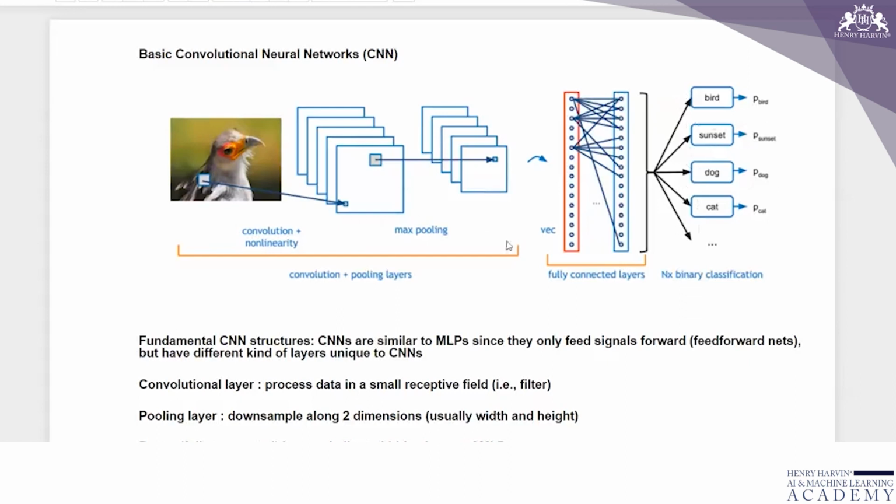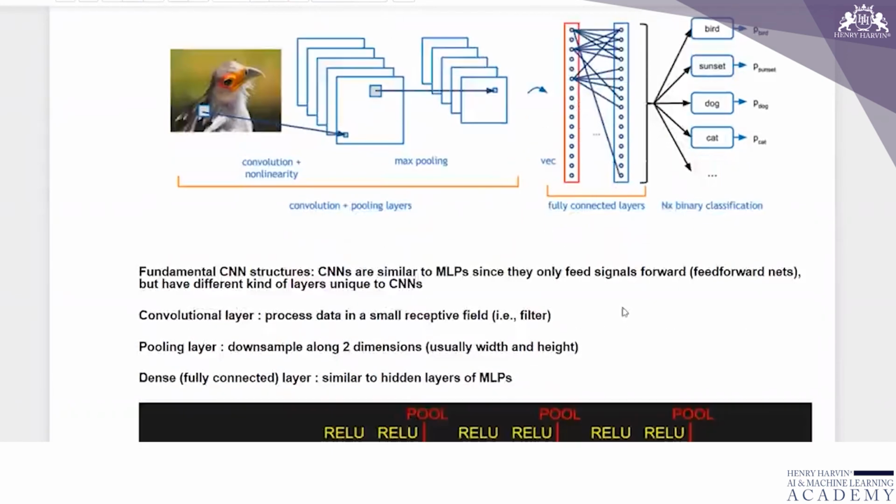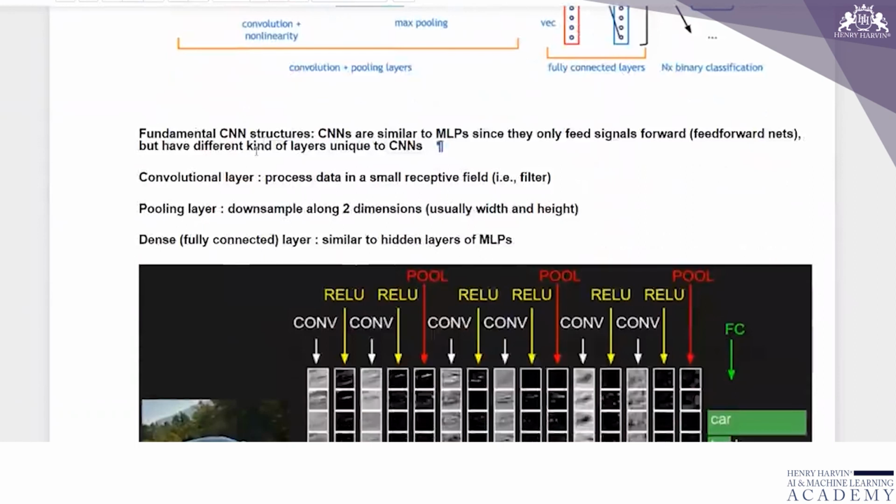According to this case, eventually what we expect is that it should be a bird, right? The probability of the bird should be higher so that we can say that the model is predicting correctly, right? So what are the fundamental CNN structures?